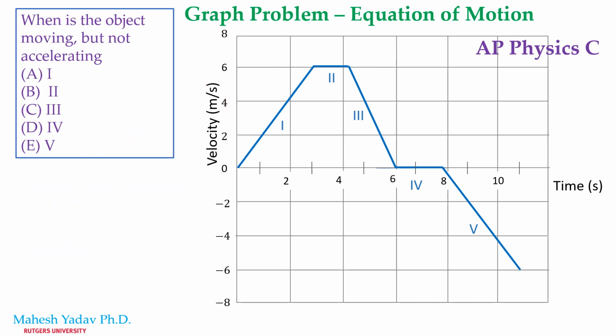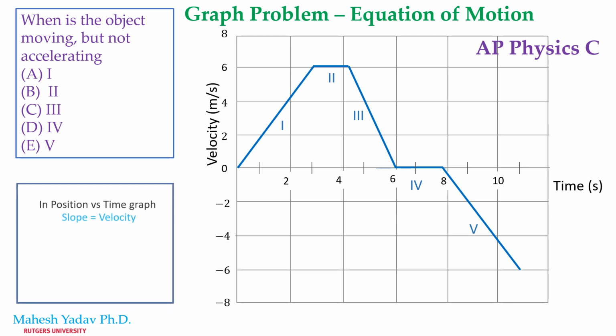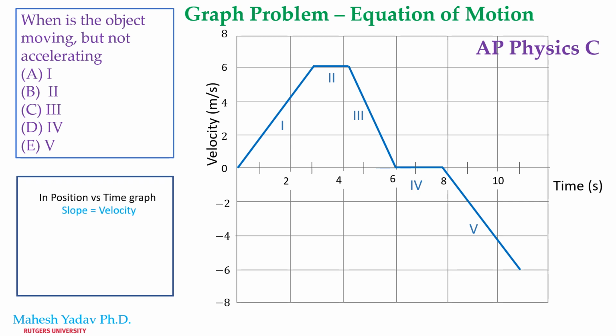The first question asks, when is the object moving but not accelerating? In graph questions, we should know that in a position versus time graph, the slope is the velocity. In a velocity versus time graph, the slope is the acceleration, and the area is the distance traveled. Here we check for the slope, which is the acceleration.